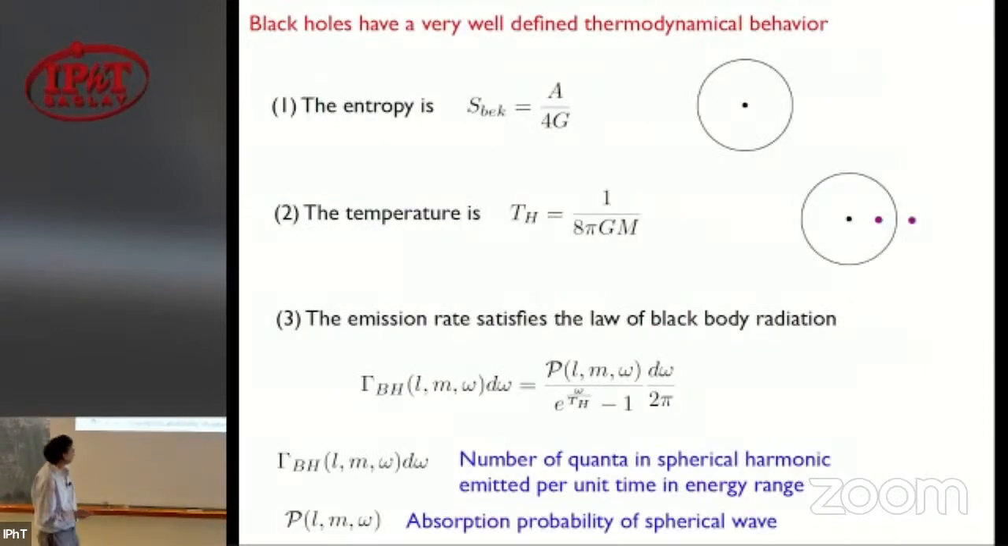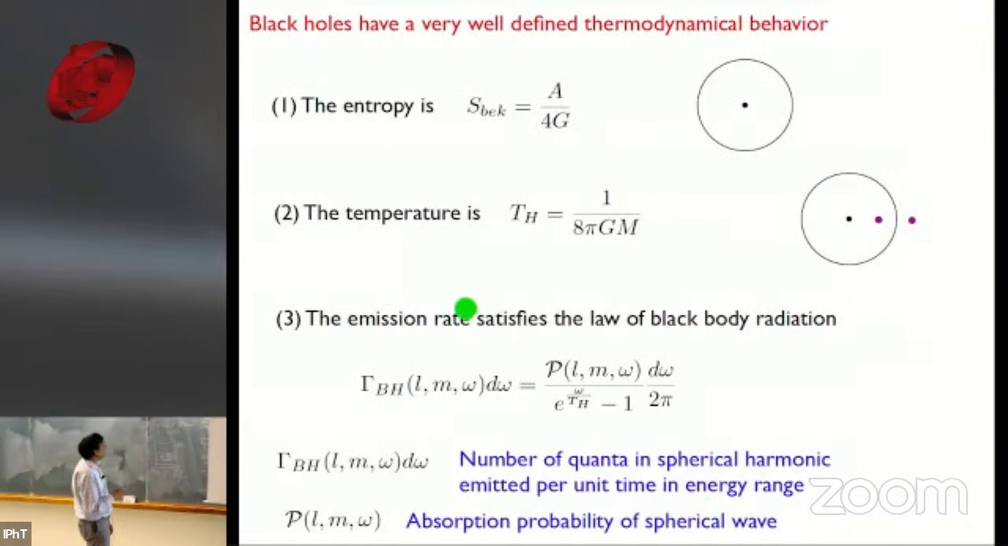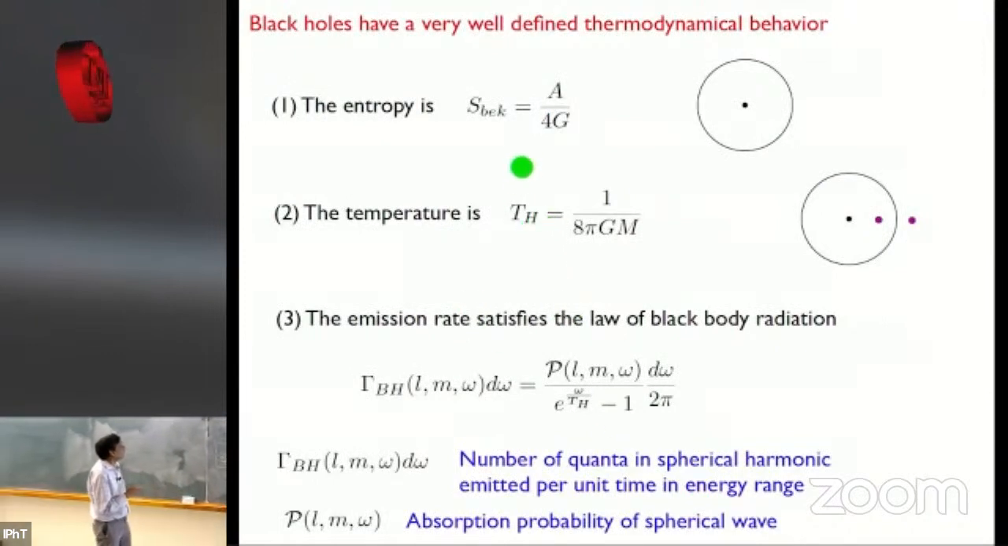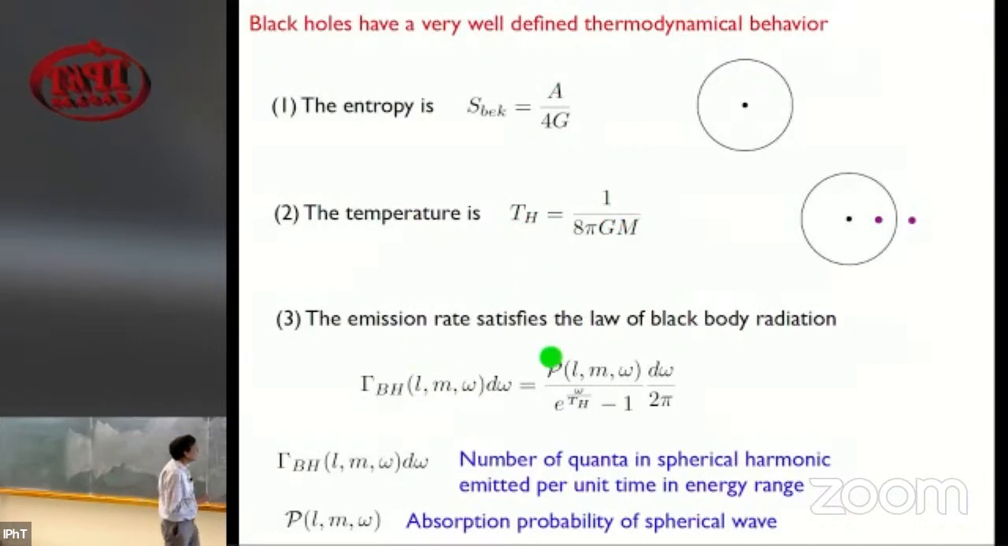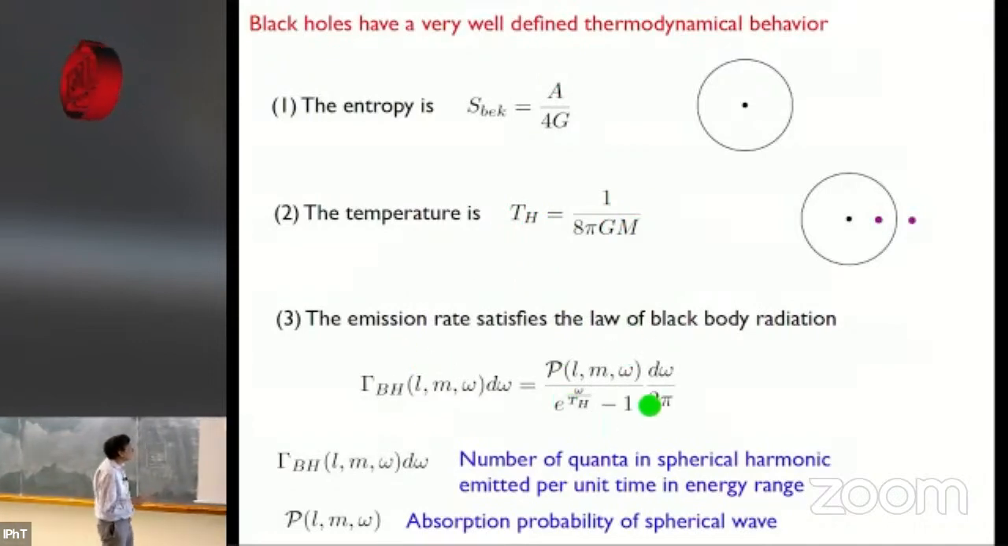Okay, so black holes have a very well-defined thermodynamic behavior, and you know this: the entropy is A by 4G, temperature is 1 over 8 pi GM, and the emission rate is given by this Boltzmann factor, and then there's the phase space, but then this number which comes in here is actually equal to the probability of absorption.